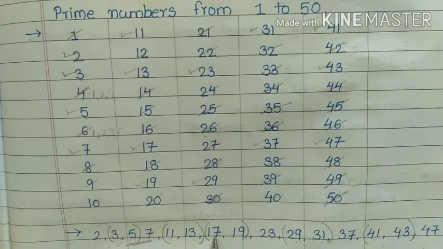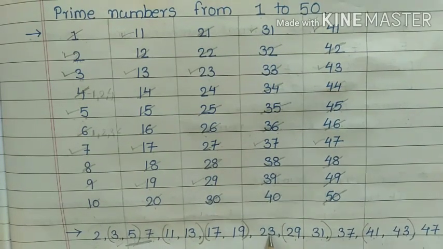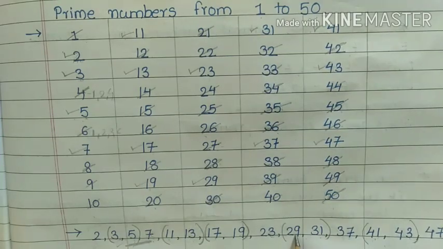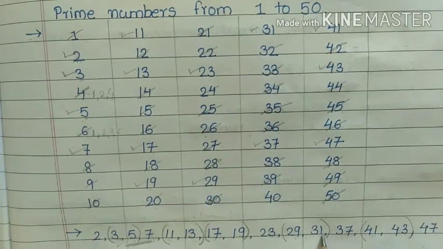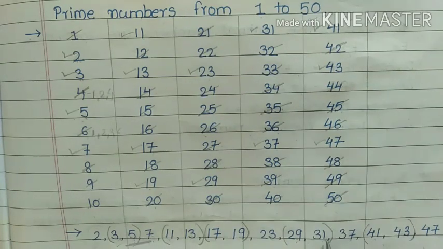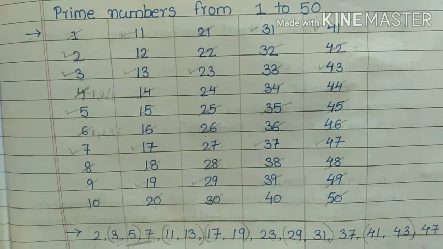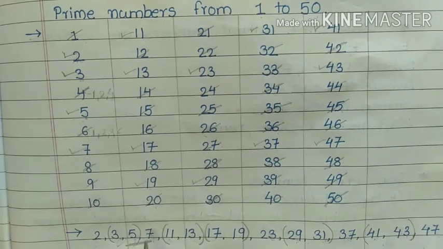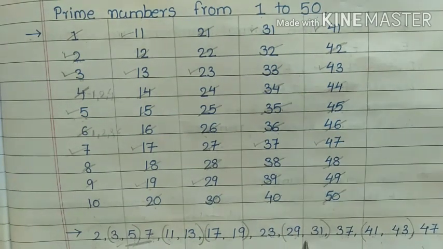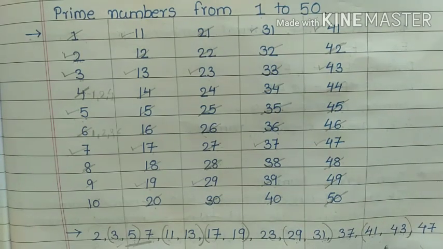13 and 17, no, difference is 4. 17 and 19, yes. 19 and 23, no. 23 and 29, no. 29 and 31, yes, difference is 2. 31 and 37, no. 37 and 41, no. 41 and 43, yes, difference is 2. 43 and 47, no. So we have the pairs 3 and 5, 5 and 7, 11 and 13, 17 and 19, 29 and 31, 41 and 43.